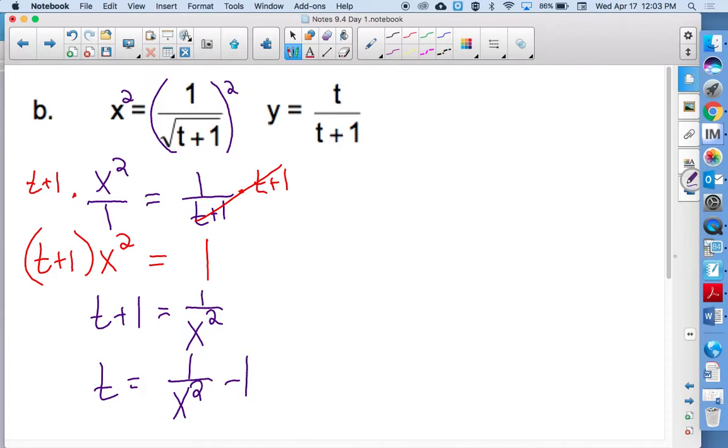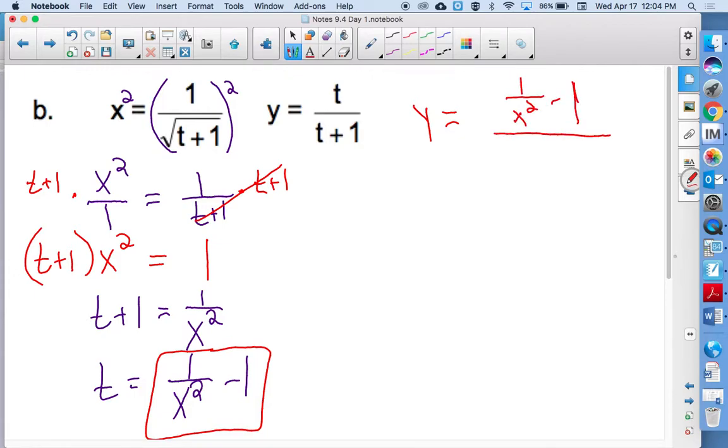So t is now by itself. In my y equals equation, we're going to replace the t so that we have rectangular form, which is a y and an x back into the same equation. So up here, t on the top is 1 over x squared minus 1. On the bottom, we have a t, which is 1 over x squared minus 1, and then there's a plus 1. But the denominator had that plus 1 as well.